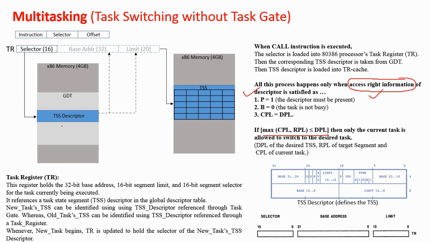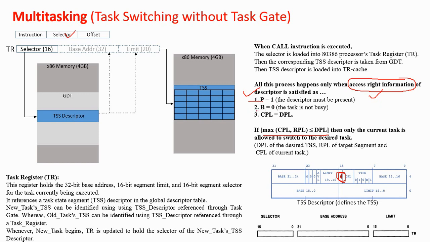So firstly, the P bit inside the descriptor, that is this bit, is checked. So it should be 1. It means that the descriptor is present, the descriptor associated with the selector or the instruction is present.